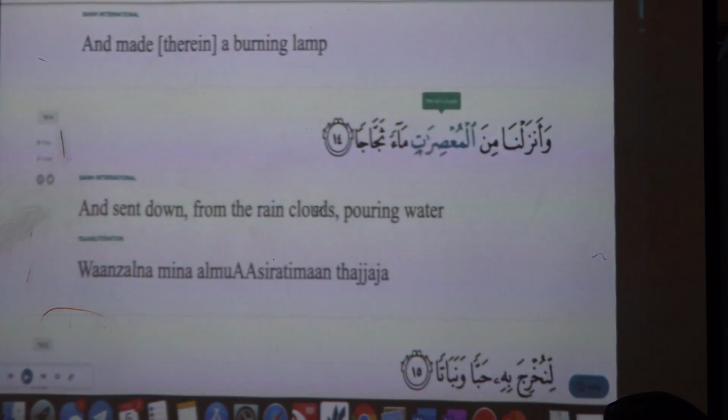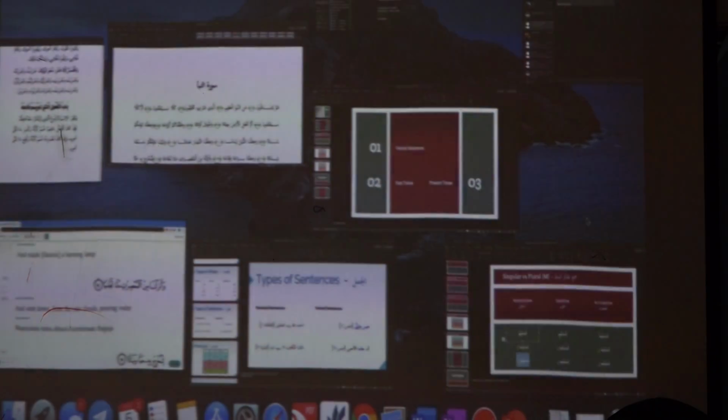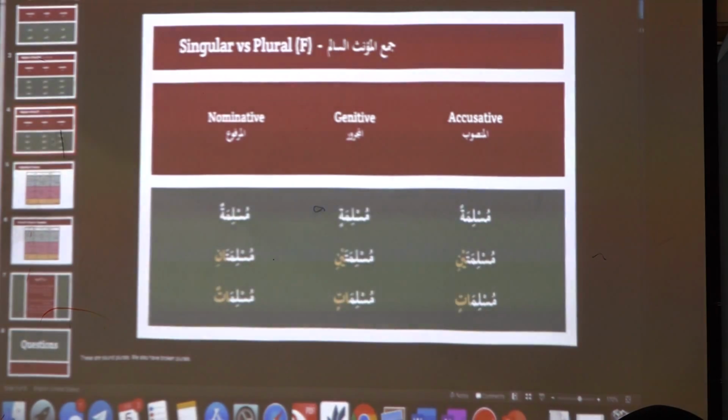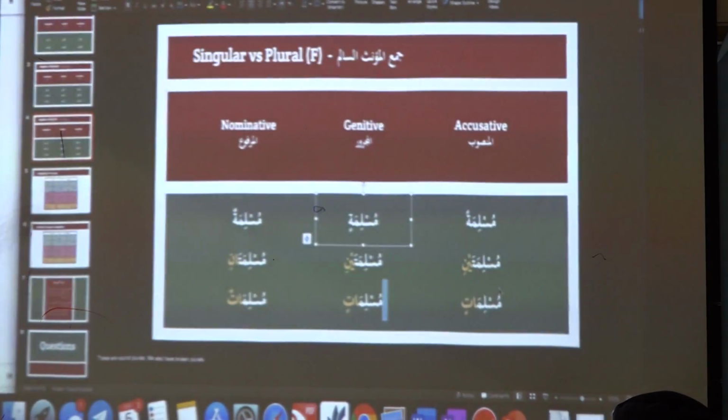وأنزلنا من المعصرات, this is genitive. Feminine. Okay. This is genitive, but it could be either genitive or accusative. Let's look at the chart. Mu'sirati. Ati is the ending, right? We see it here. Muslimatin and Muslimatin. They're both the same. So it could be genitive or it could be accusative. It could be either of them.